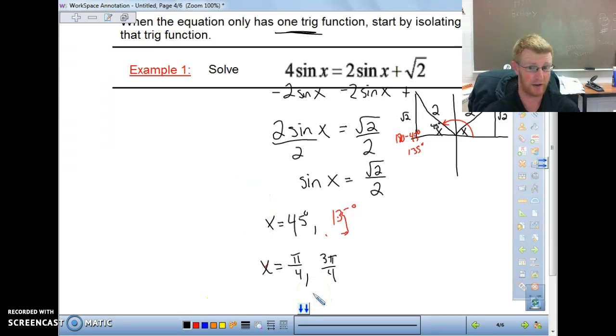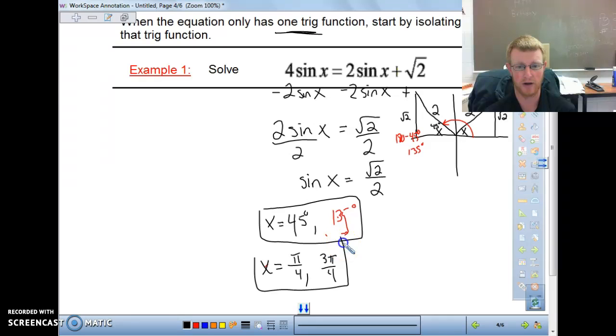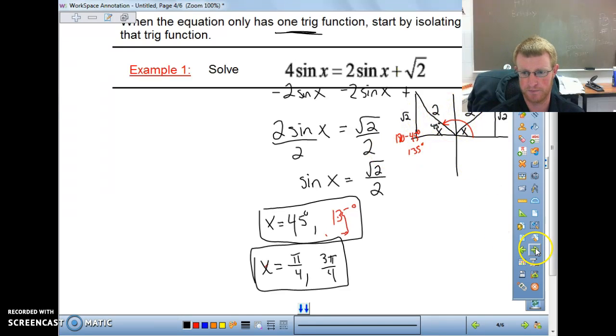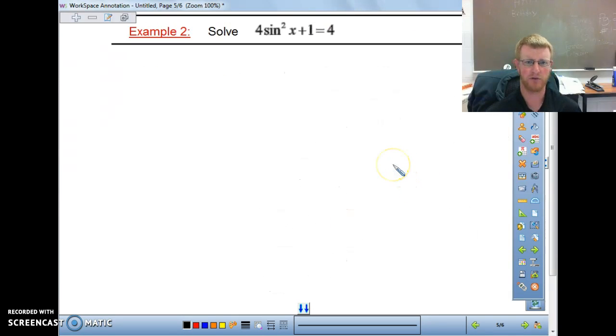I'll try and make sure that I let you know whether we want the answer in degrees or radians. But the point is that we do get 2 answers here, and we do get 2 answers here. You don't need all 4 of them. It just depends on what the problem is asking you to give the answer in. But we should be getting 2 answers for each one of these because it works in 2 different quadrants depending on the trig function. Okay, let's go to the next one. The next one says 4 sine squared of x plus 1 equals 4.